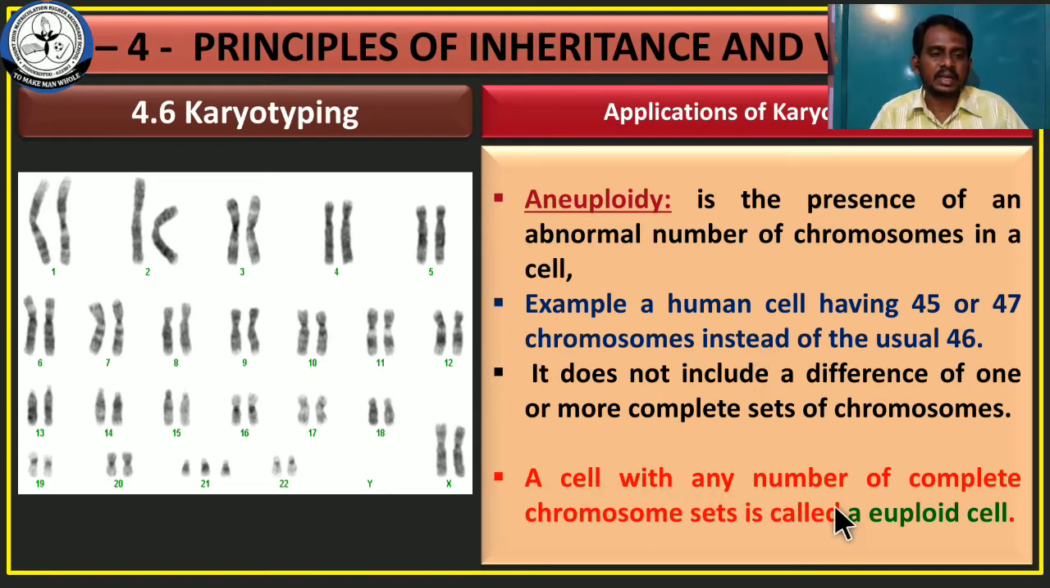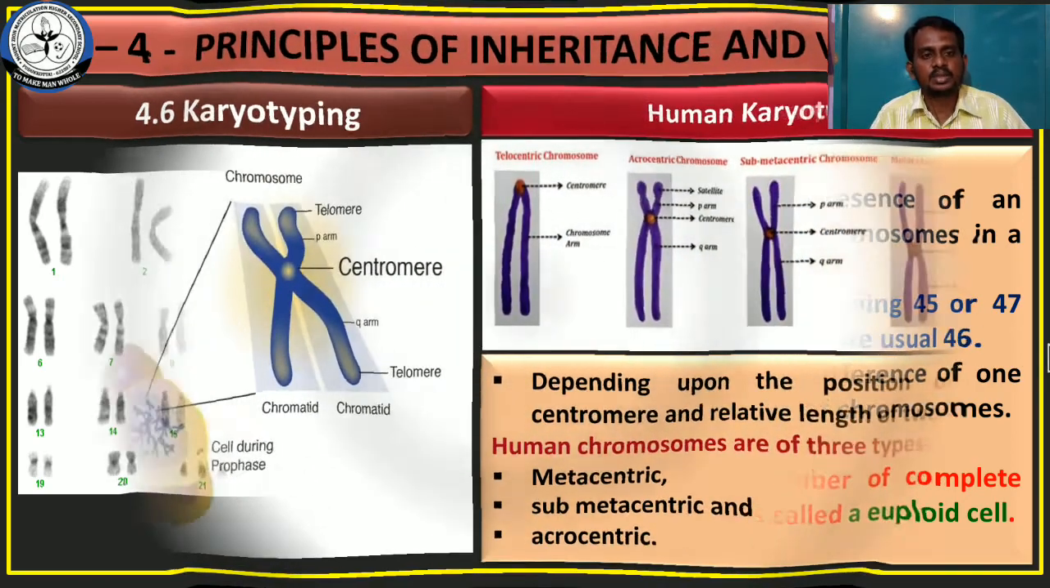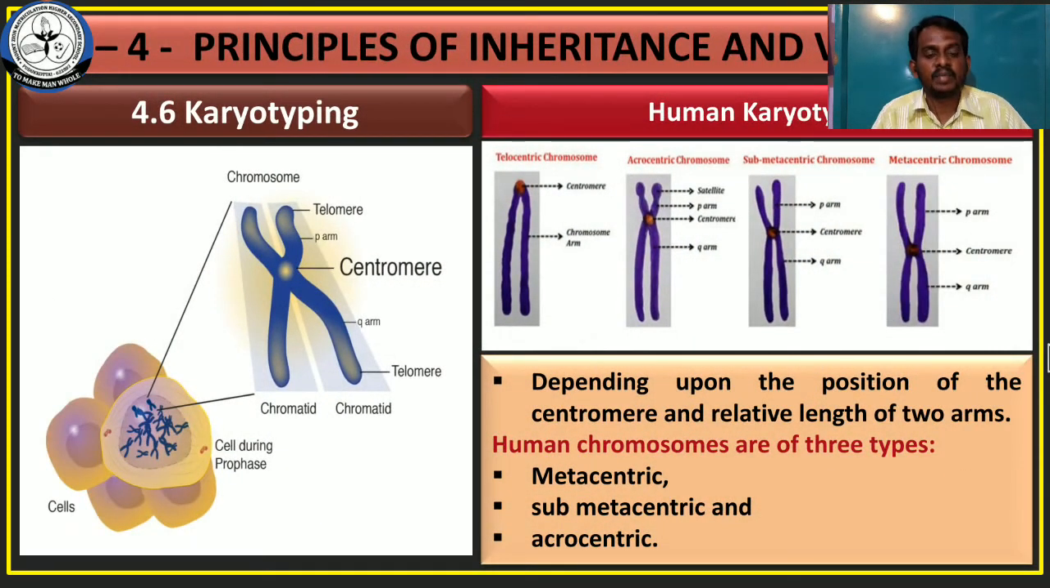A cell with any number of complete chromosome sets is called euploidy. Can you understand the difference between aneuploidy and euploidy? Euploidy means a normal set of chromosomes. Aneuploidy means an abnormal set of chromosomes. Okay, that's all. And the last part is the various types of chromosomes.